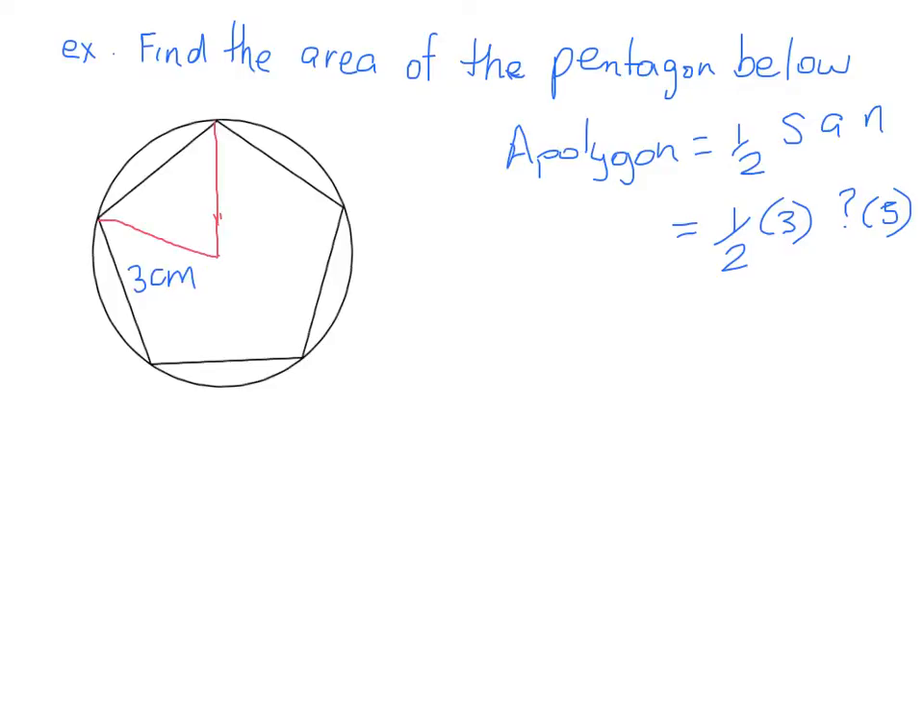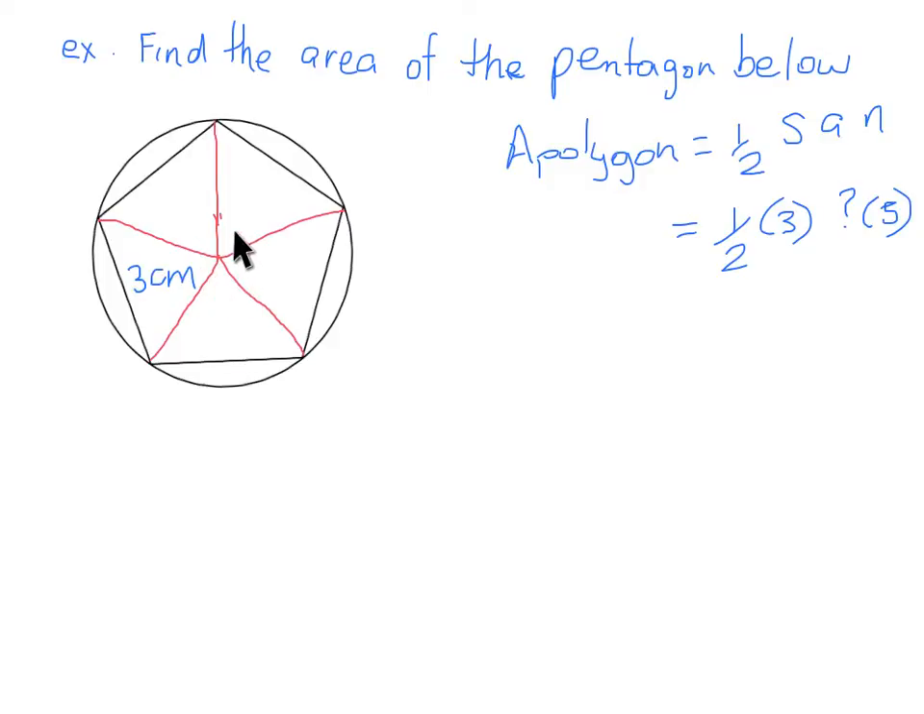So these triangles should be congruent. I'm doing the best job I can here. They're not, but they should be. Okay, so when we see the circle around the polygon, then we know something about the angles internal here.